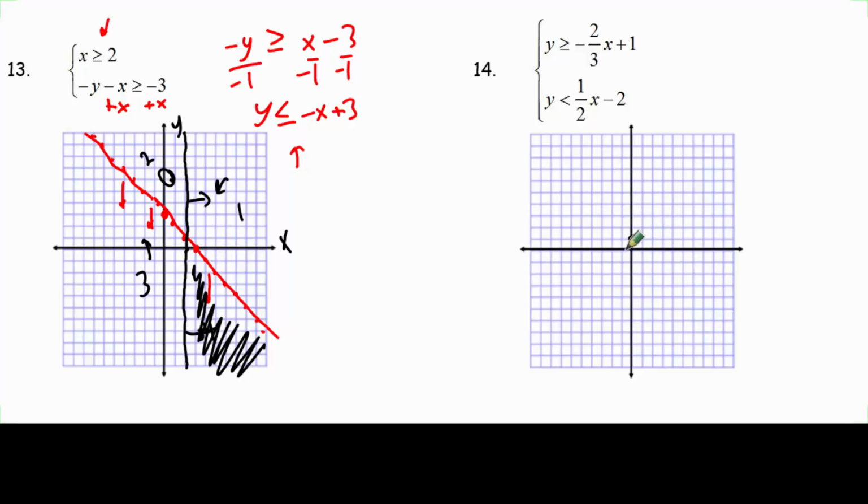Alright, so this first one goes up 1, goes down 2 over 3, down 2 over 3, and it goes the other way, up 2 over 3. And it should be a solid line. It's a greater than symbol, so the arrows are going up. The other one's down 2, and it goes up 1 over 2. That should be a dashed line, and those arrows are less than arrows, so we should be shading over there.